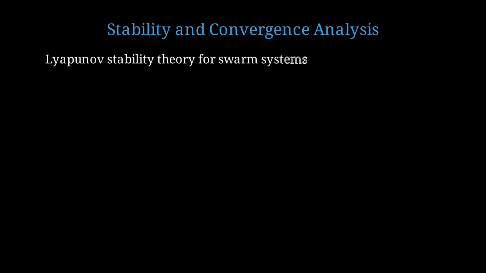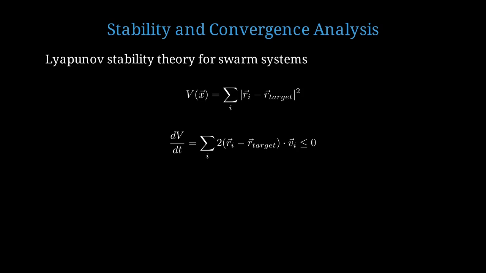Lyapunov stability theory provides tools to prove convergence. We construct a Lyapunov function that decreases over time, guaranteeing the system approaches an equilibrium state. For example, a candidate Lyapunov function V of state vector x is the sum over agents i of the squared distance from agent position R_i to target position R_target. If we can show that dV/dt, the time derivative, is less than or equal to 0, then V decreases or stays constant, proving the swarm converges toward the target.